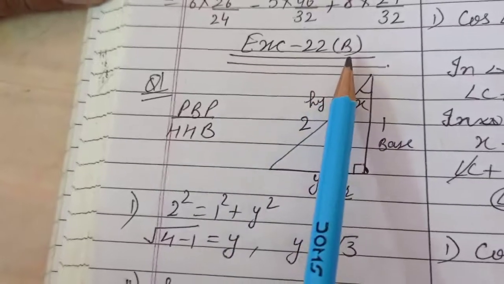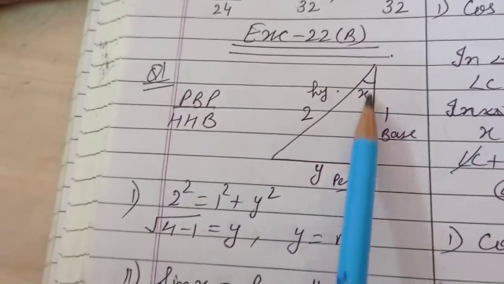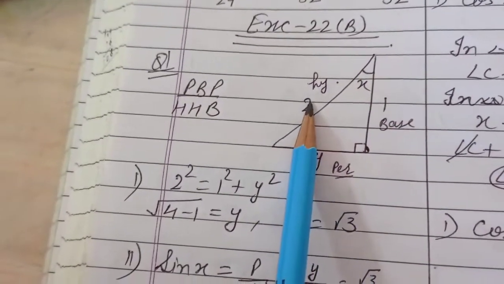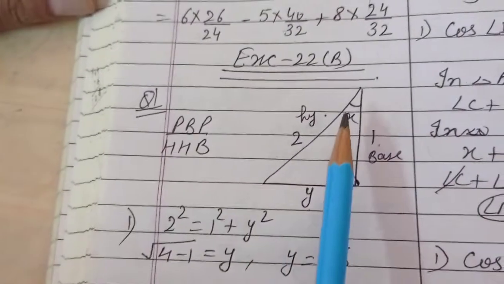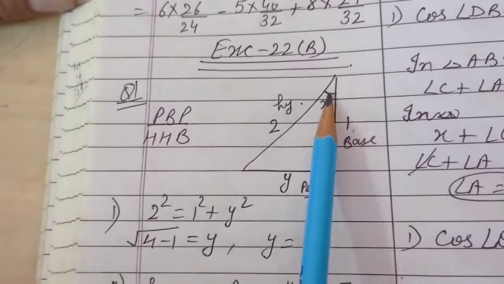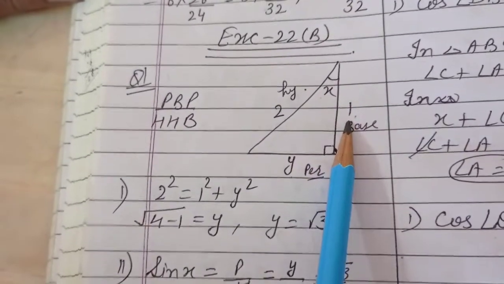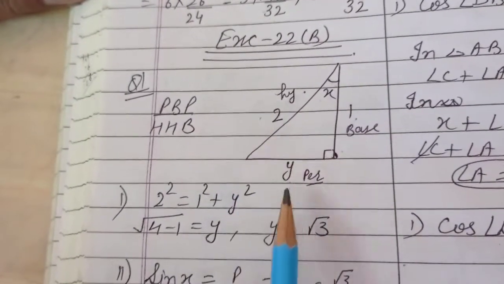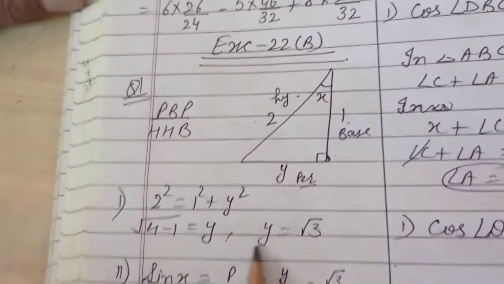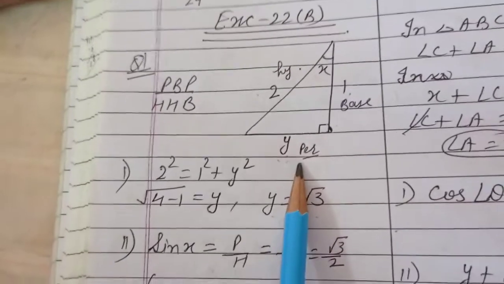Start with exercise 22b. This is the given figure here. This side is given 2, 1 is given, and you are asked to find the value of y. And this angle is given. So from here it is clear that this will be the base because two angles are formed. This is perpendicular and this is hypotenuse. Y we can easily find out using Pythagoras, that I got root 3.